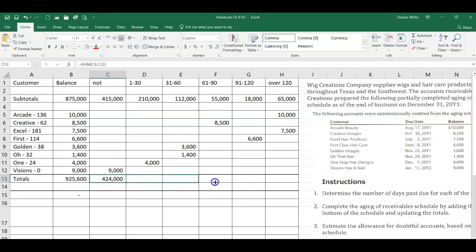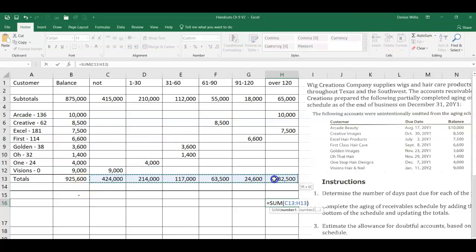I'm going to quickly use my formula. Okay, so all of these have been added up for us. You can see all the way over here, 65,000 plus 10,000 plus 7,500 is 82.5. So I have the amount. Oh, and just to prove something to you, if we add all of these up together, that should be the same as our accounts receivable, and it is. Okay, now we have the aging done.